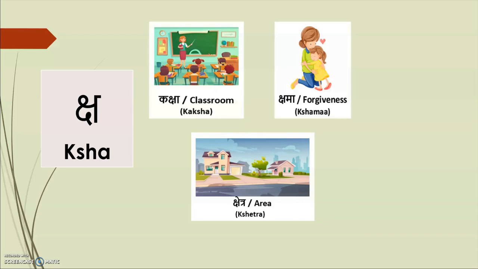So in the first picture, we can see a classroom. Classroom in Hindi is called kaksha. In the second picture, we can see forgiveness. Forgiveness in Hindi is called chama. And in the third picture, we can see an area. Area in Hindi is called chetra. So all these three objects begin with the letter ch.